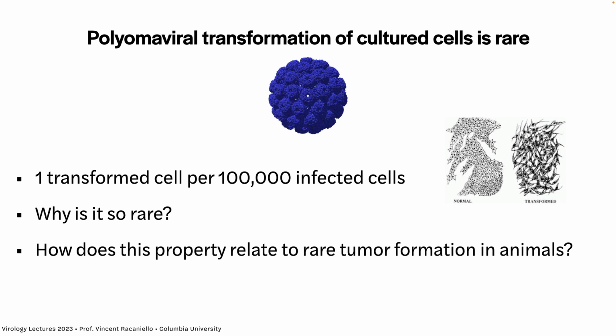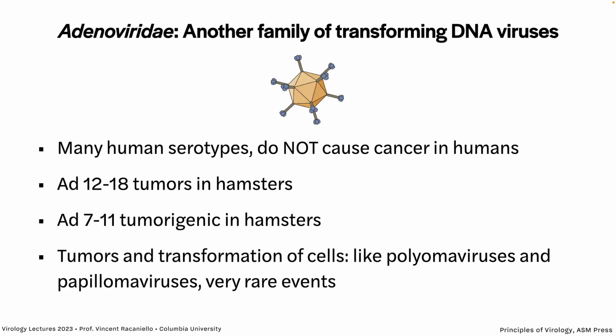Why? Let's examine why it's rare, and how that relates to rare tumor formation in animals. First, adenovirus, another DNA virus found to cause tumors. So far we've found papillomas and polyomas, now adenoviruses. These are human viruses, with many serotypes. They do not cause tumors in us, but they will cause tumors in hamsters. And they're rare events. And again, it's the wrong host, where the host is semi-permissive for infection.